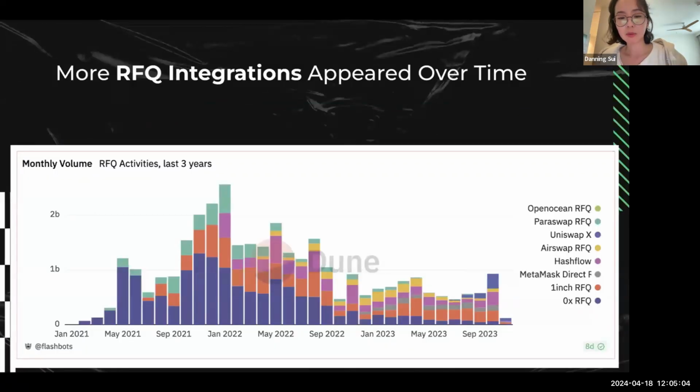So RFQ integration has been growing. You can see by the number of colors, which are different platforms that have started to integrate RFQ liquidity, and the number of colors has been growing. The volume in total is down just because the overall trading market has been down in the past 2 years, like in the bear market.